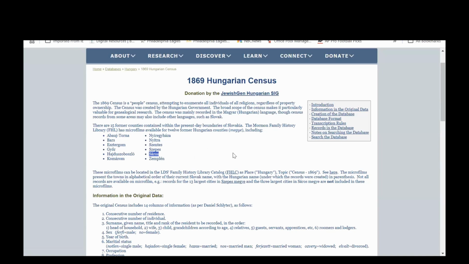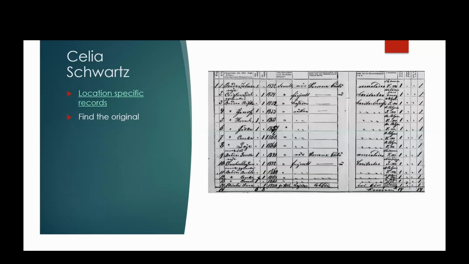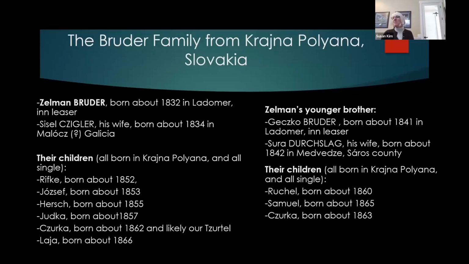But again, just with a little bit of information, a little bit of targeted research, you can actually find lots of information. This is actually the census record. And from that record, we were able to learn a lot about the Bruder family from Kraina Polyana, including about Circa, who is likely our Sertal.